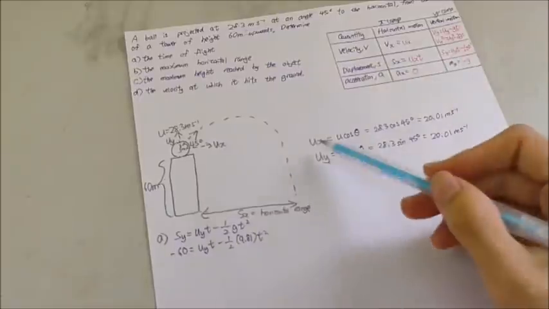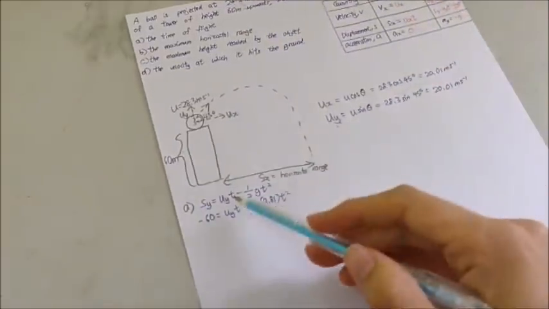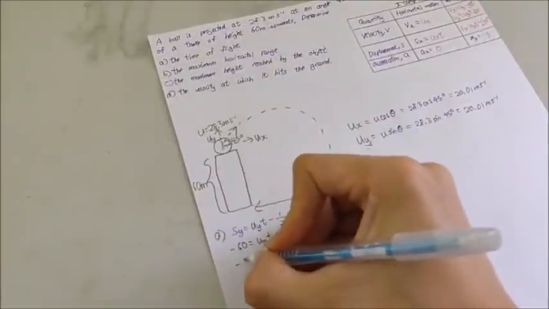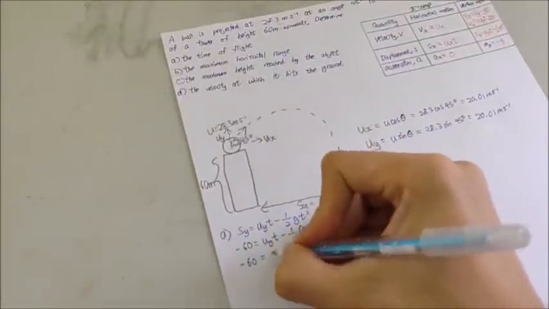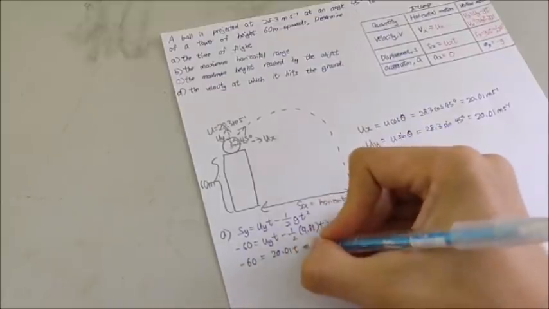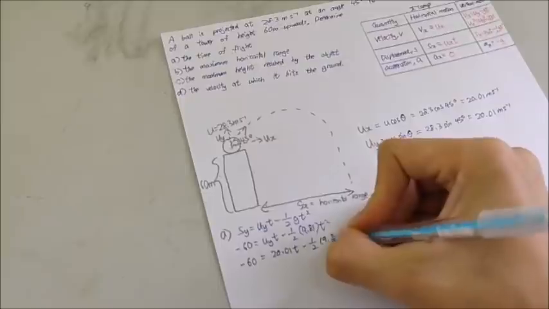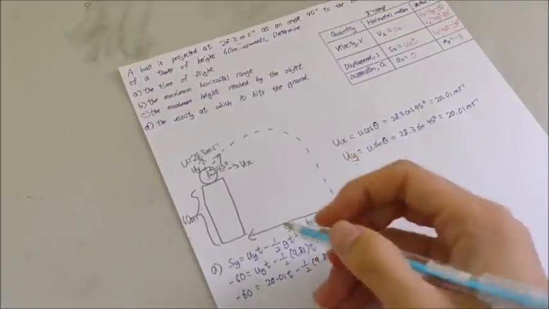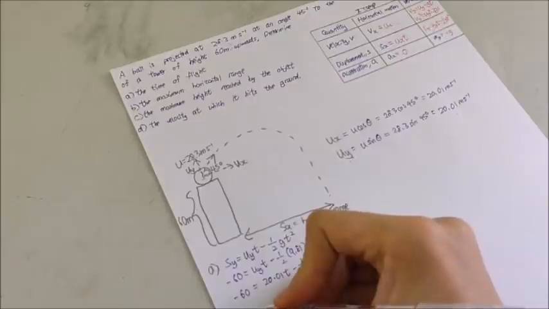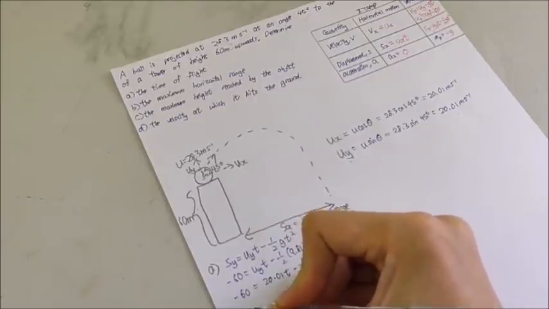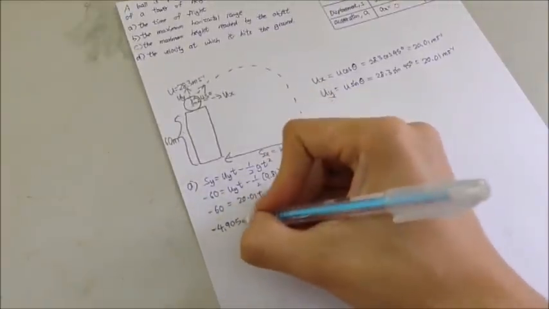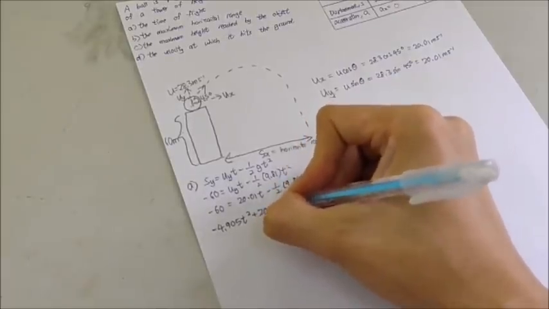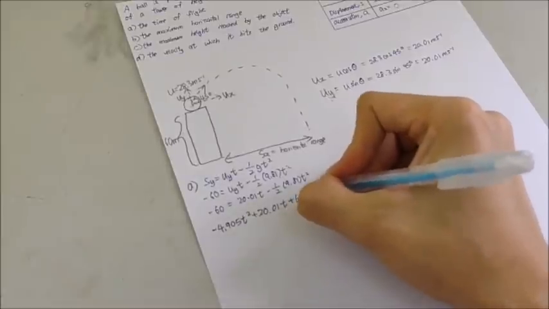All right, so do we have the value for ux and uy? Yes, I'm referring to here, uy. We have the value, right? uy is equal to 20.01. So negative 60 is equal to 20.01 t minus 1 over 2 bracket 9.81 t squared. Alright, so this is a quadratic equation. So we can exchange the position, so it will become negative 4.905 t squared plus 20.01 t plus 60 equal to 0.